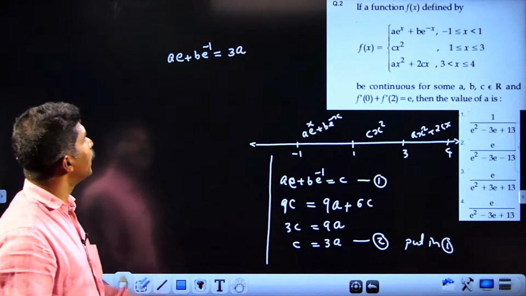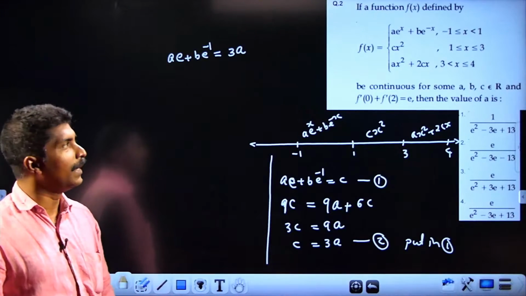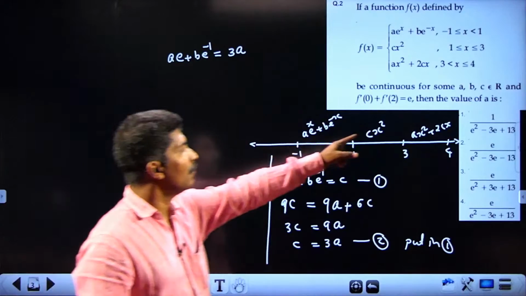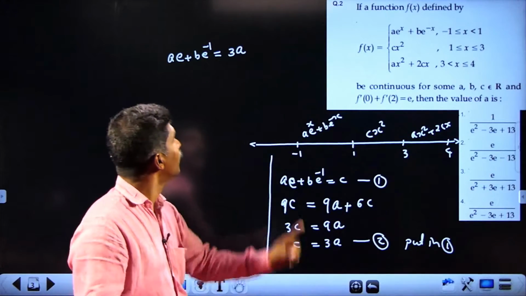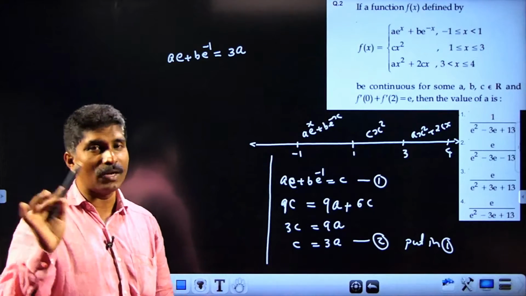Now we have to eliminate B also. How will you eliminate B now? We need the value of A in terms of E only. Here is B also. We have to eliminate the value of B also.